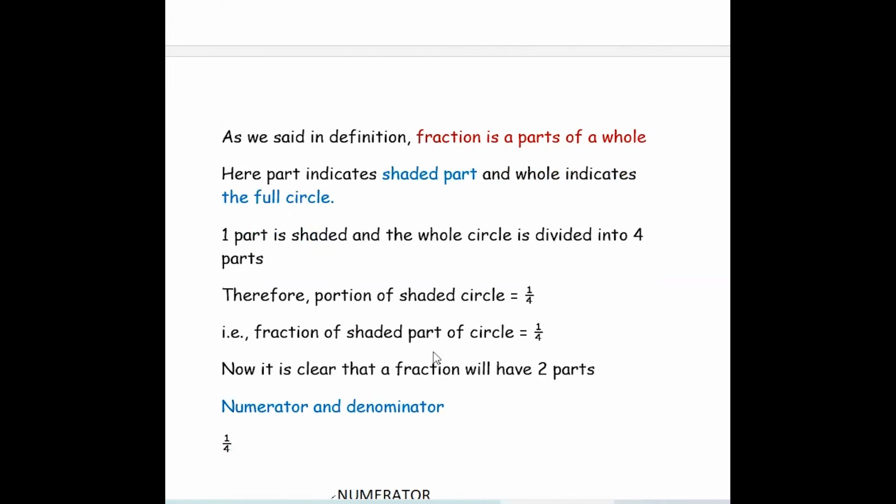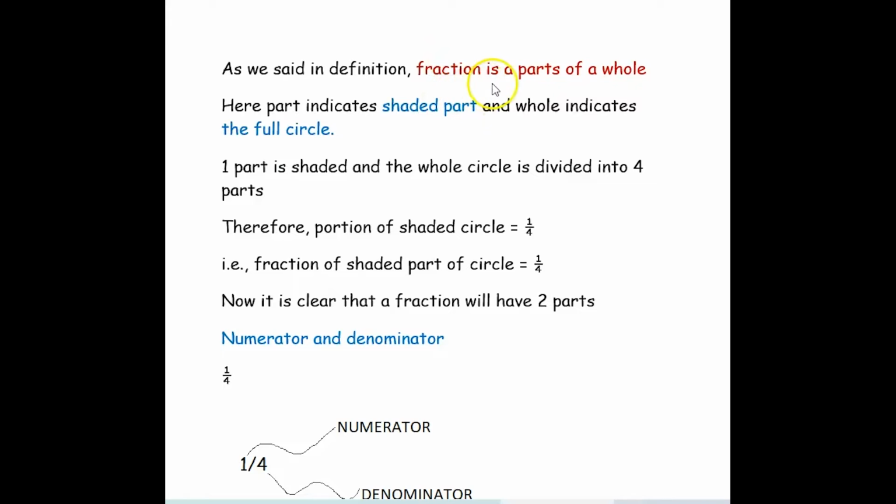So how to represent it? As we said in the definition, a fraction is parts of a whole. Here the part indicates the shaded part of the circle and the whole indicates the full circle. So one part is shaded and the whole circle is divided into 4 parts. So parts of a whole: part is 1 and whole is 4. So 1 of 4. The portion of the circle that is shaded is represented by 1 divided by 4. So the fraction of the shaded part of the circle is 1 divided by 4.